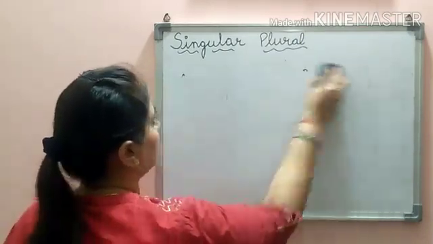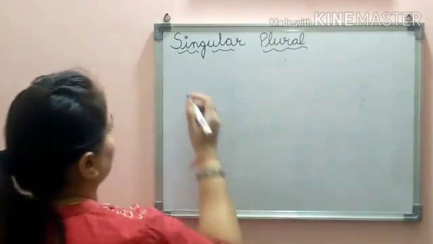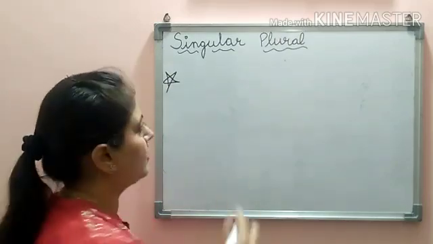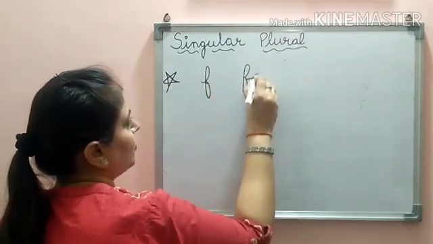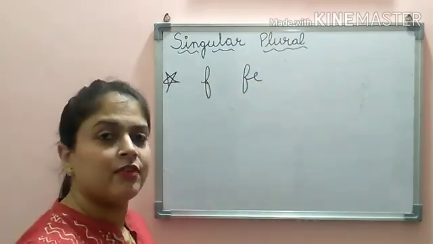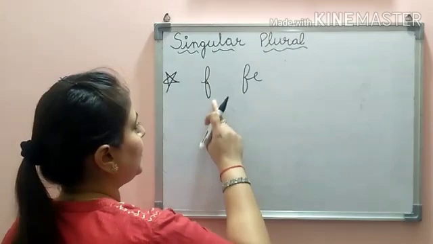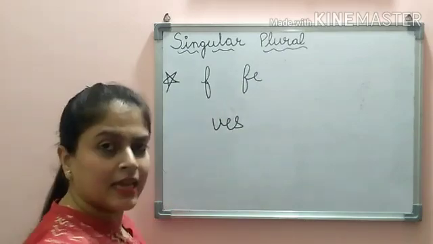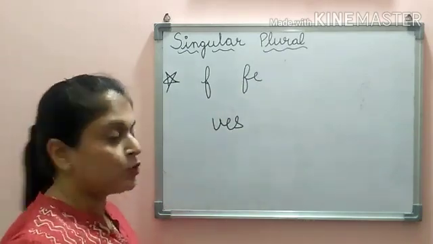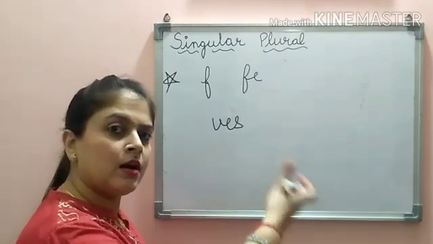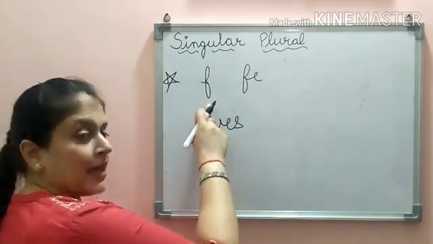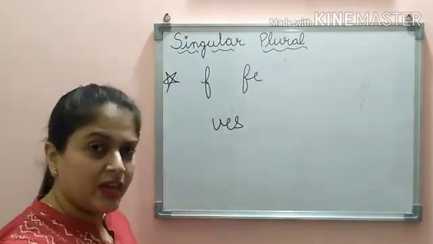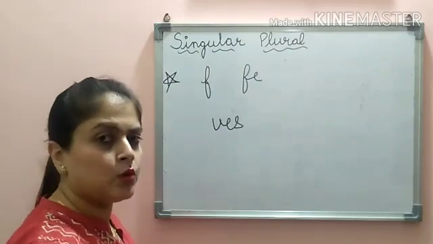Second rule for the day is some words that end with f and fe. What will I do now? Simple, I will remove f and fe and I have to add ves to make a singular naming word to a plural one. Again I am telling, remove f or fe and simply add ves to make it a plural naming word.